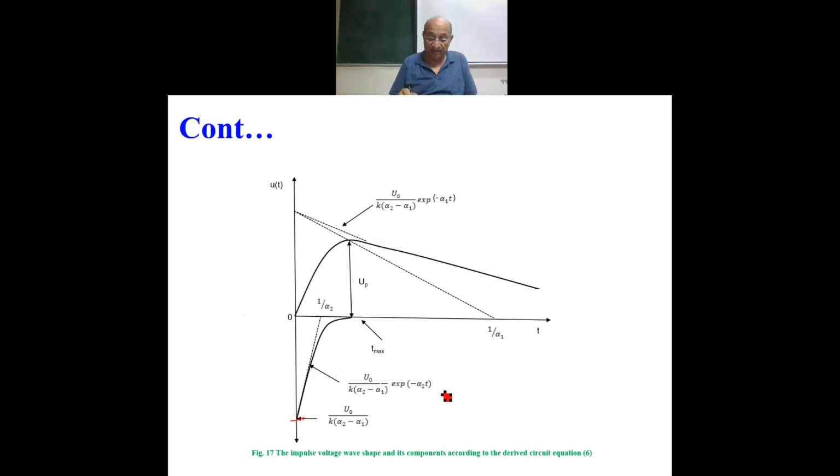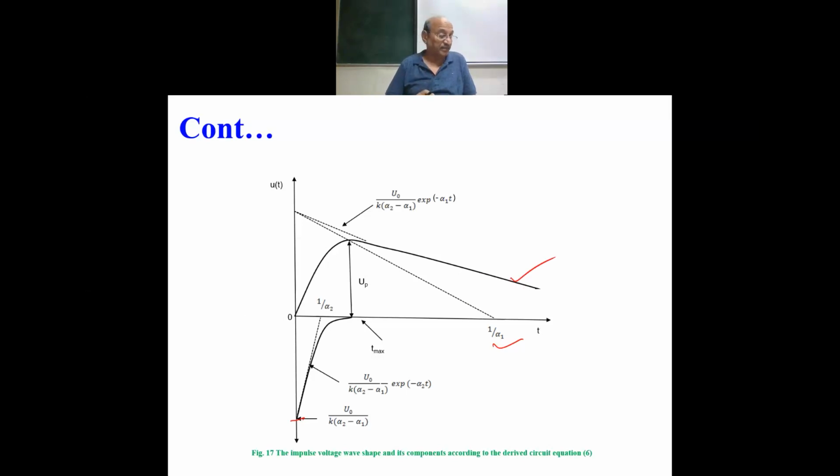that is e to the power minus alpha 2 t, you get 1 by alpha 2 as a time constant. Similarly, 1 by alpha 1 is also a time constant. So the two parts will have two different time constants. And when you plot the two parts of the total equation, it will look like this. So the resultant will be the waveform being given here, the resultant wave shape of the output voltage.